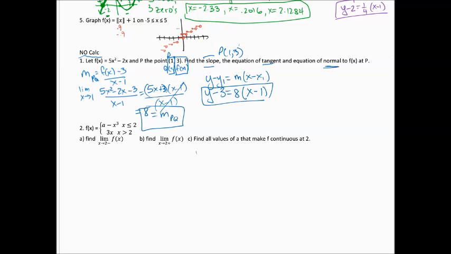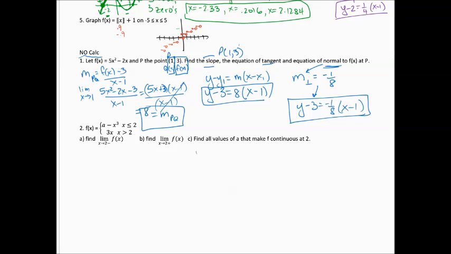Now, the normal, that should be easy. You already have the slope, but we need a perpendicular slope for the normal. So we had a slope of 8. The perpendicular would be negative 1/8. Now I can just finish writing my equation. It'll be the same thing. y minus 3 equals negative 1/8 times x minus 1. So you use the same point as before.